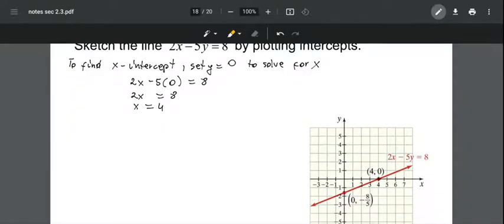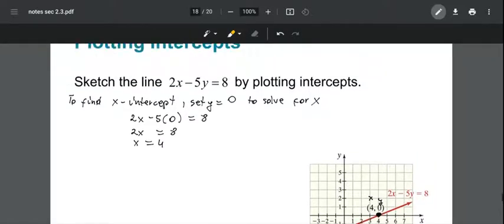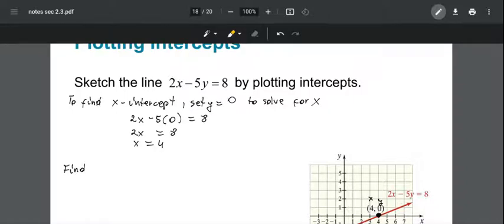The x-intercept is a point on the graph where the straight line intersects the x-axis. So 4, 0. The y-coordinate of the x-intercept is always equal to 0. So now we're going to find the y-intercept. We're going to do the opposite. We're going to set x equal to 0 to solve for y.